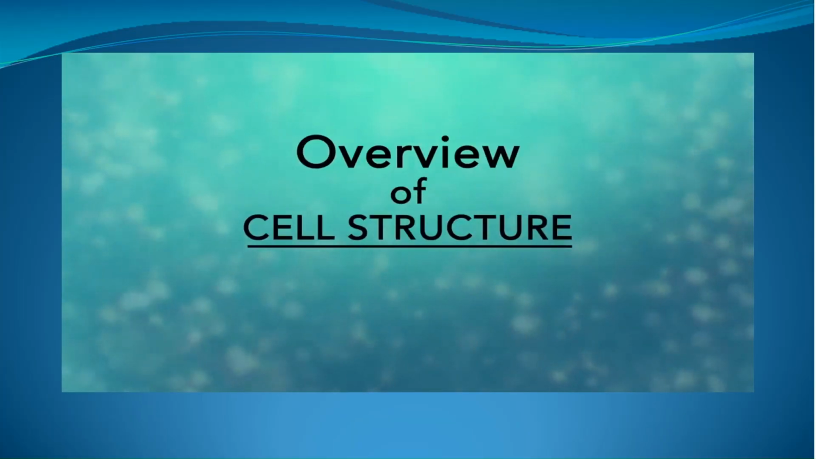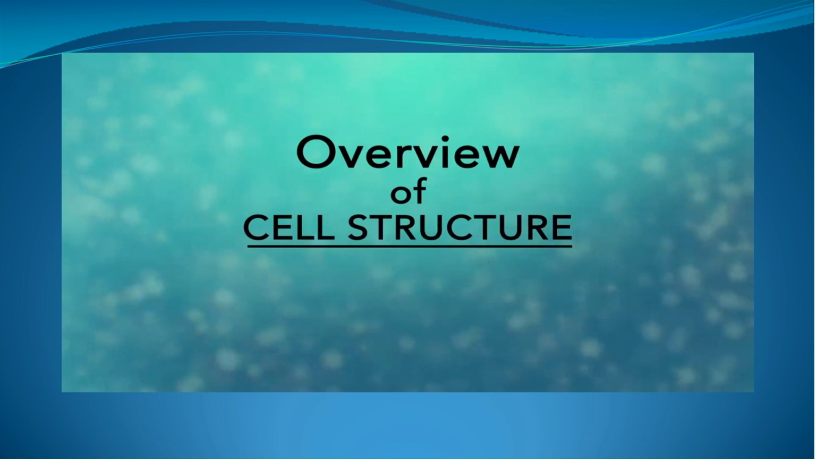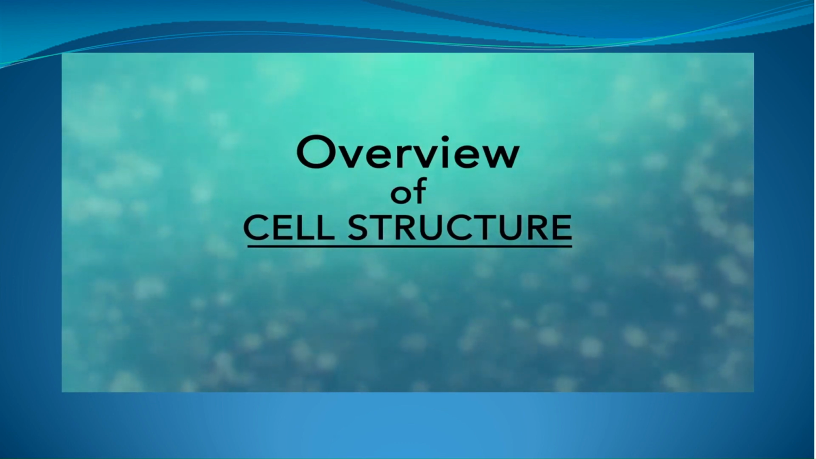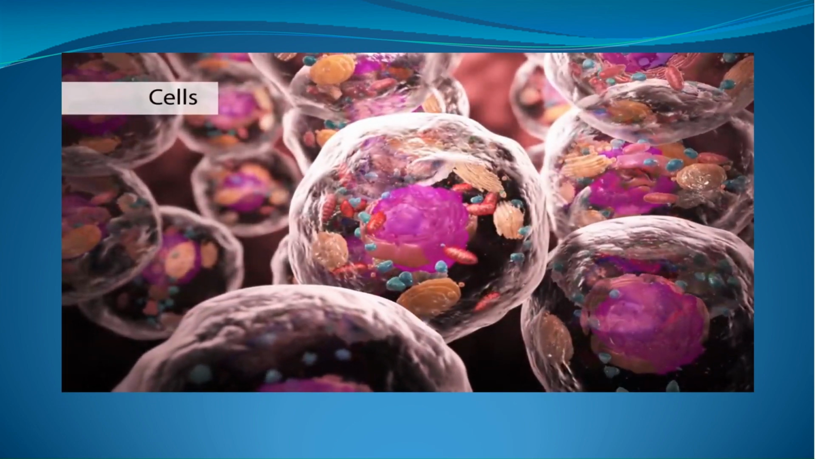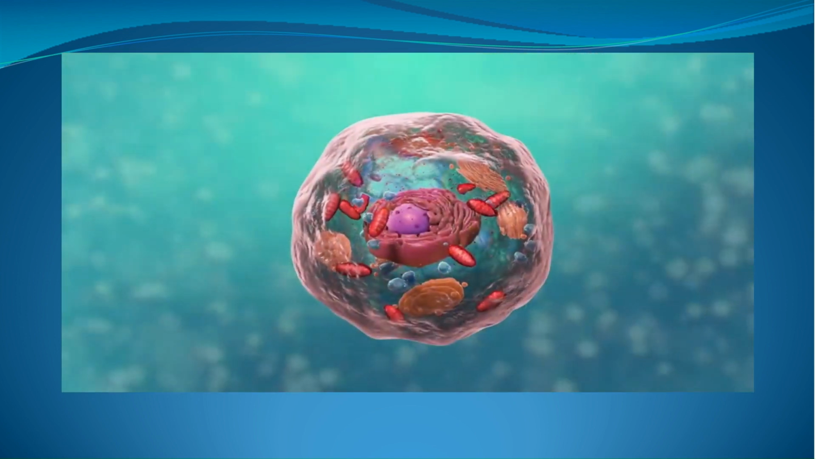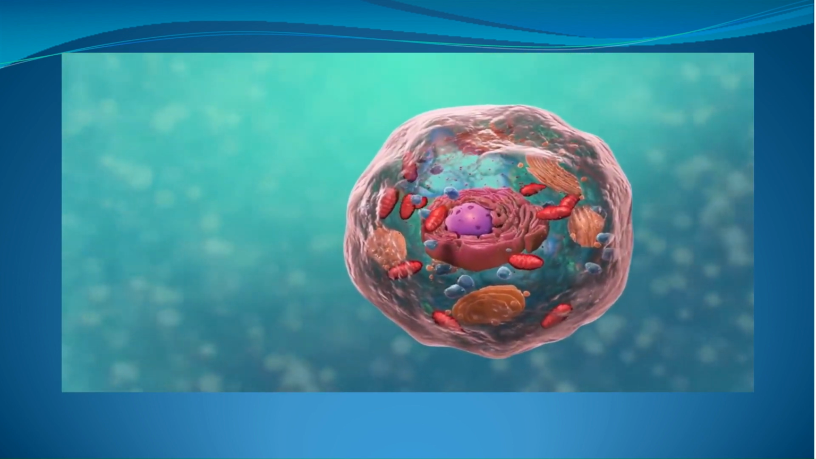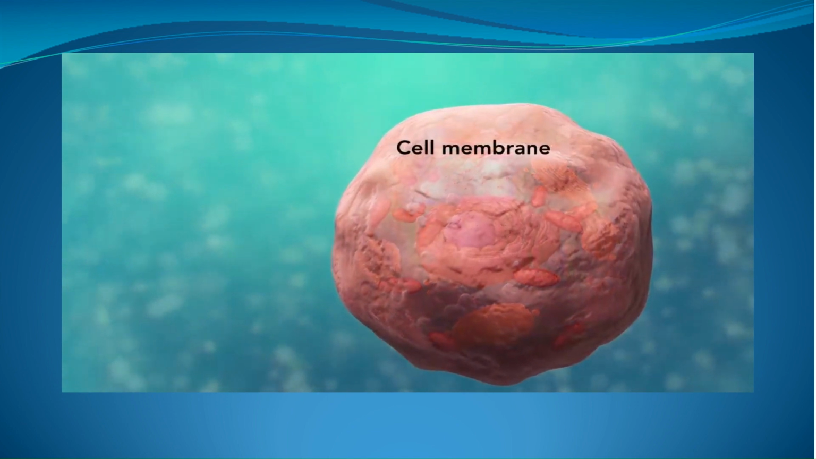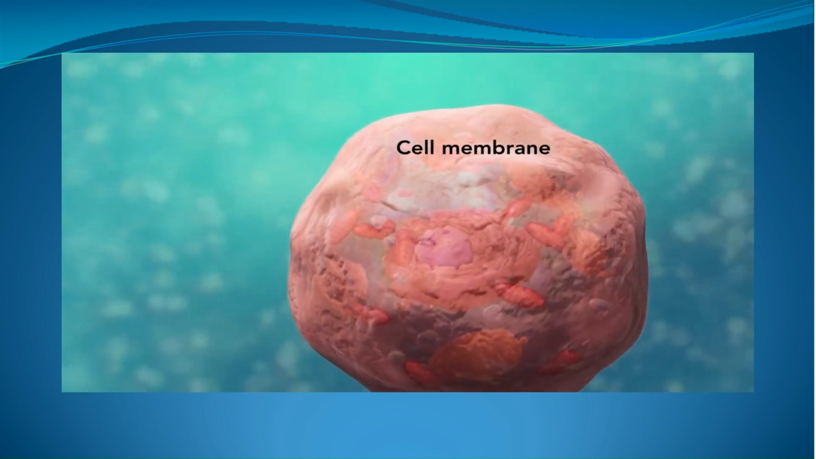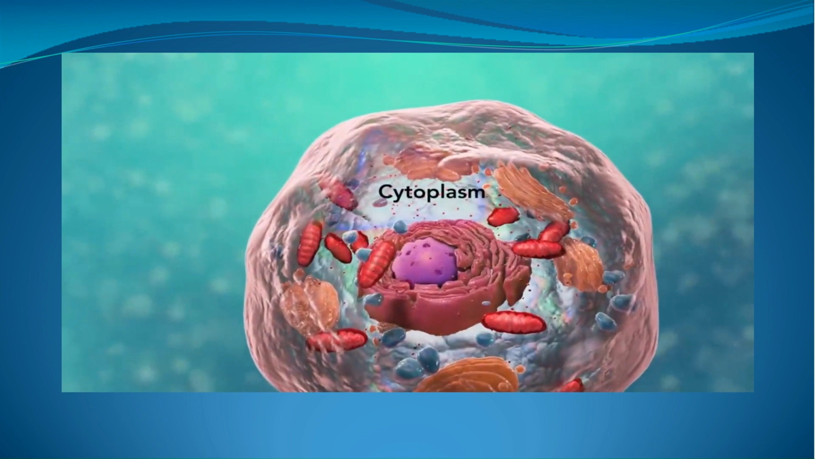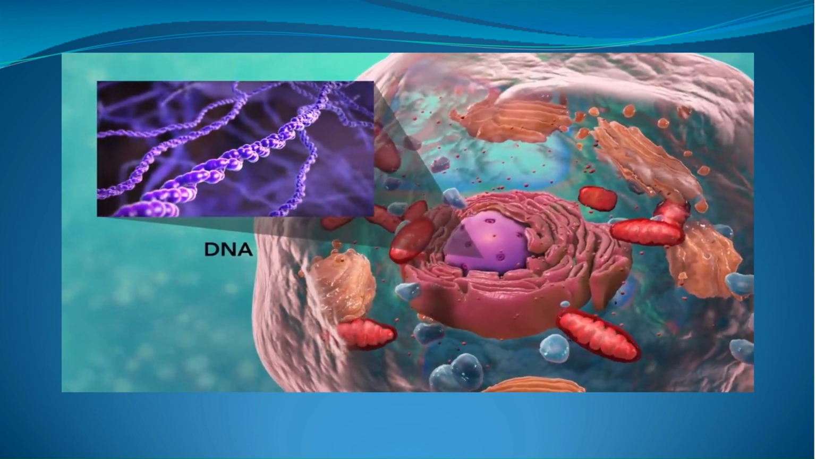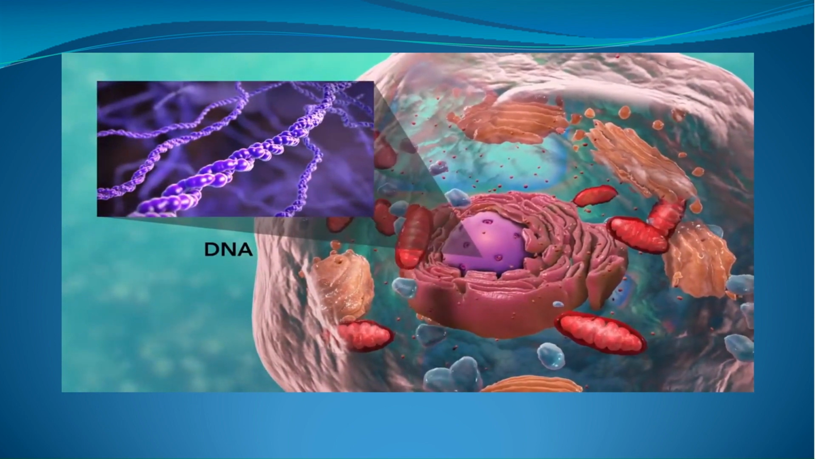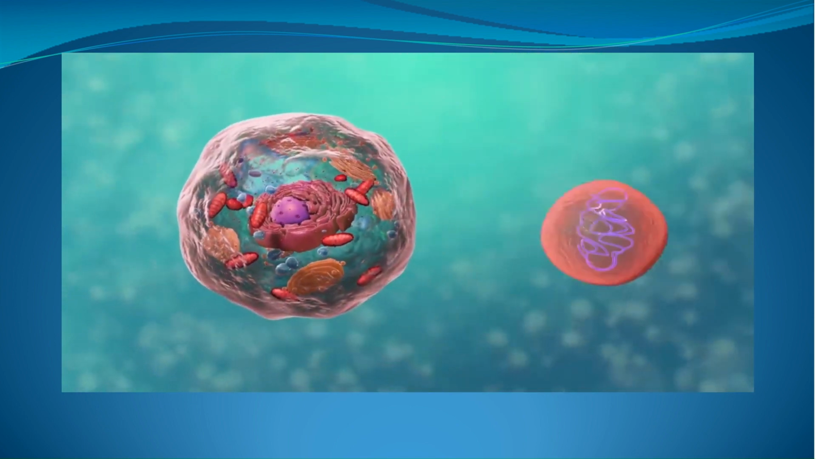Let's see the overview of cell structure. Cells are the smallest living unit of an organism. All cells have three things in common. No matter what type of cell they are, all cells have a cell membrane, which separates the inside of a cell from its environment. The second is cytoplasm, which is a jelly-like fluid, and the third is DNA, which is the cell's genetic material. There are two broad categories of cells.